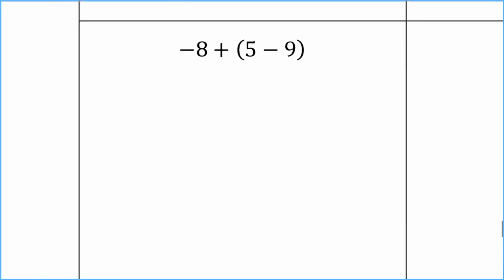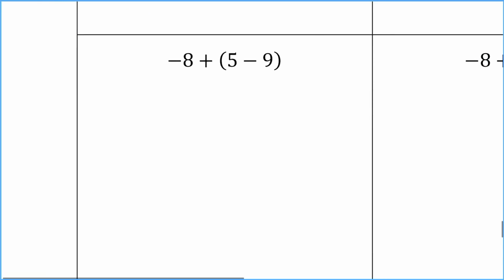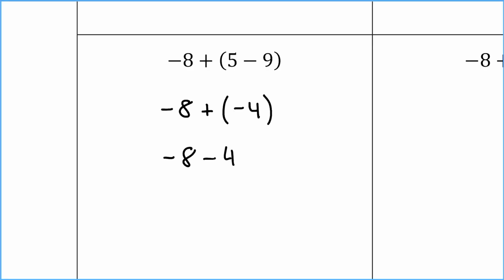All right, last 3 here. Negative 8 plus, what is 5 minus 9? 5 minus 9 is negative 4. Negative 8 plus negative 4 is the same thing as negative 8 minus 4, which is negative 12.